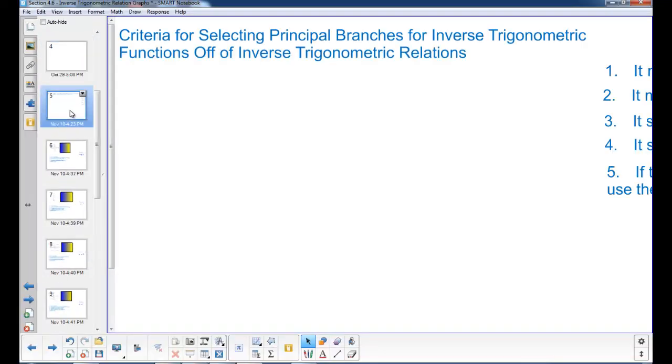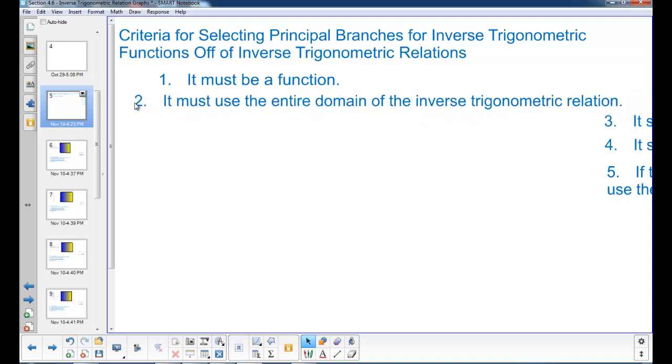The principal branch for each function is determined according to a certain set of criteria. These criteria are listed in priority level, the first being that this principal branch must be a function. The second criteria, it must include the entire domain of the inverse trigonometric relation. The third criteria, it should be one continuous graph if possible. The first two criteria are absolute musts. These next three are a decreasing level of priority.